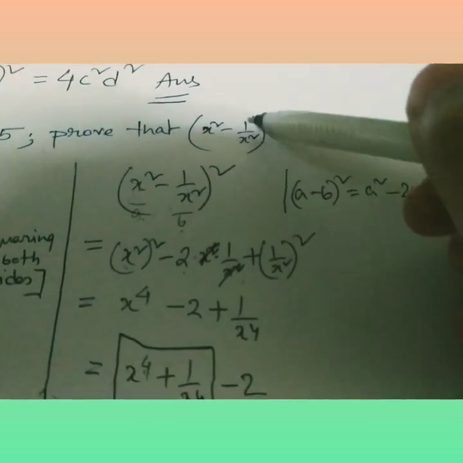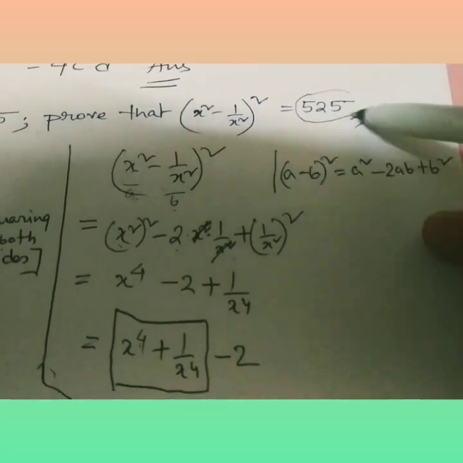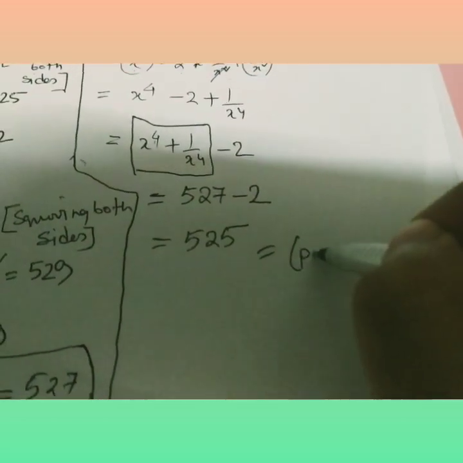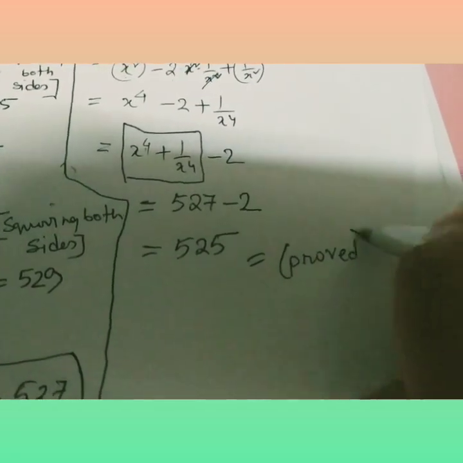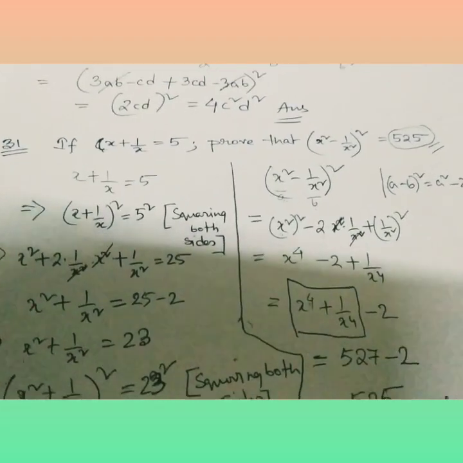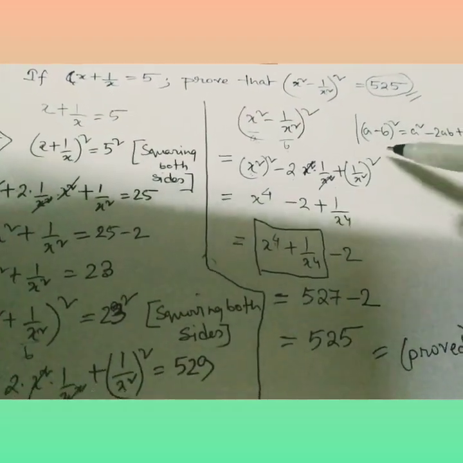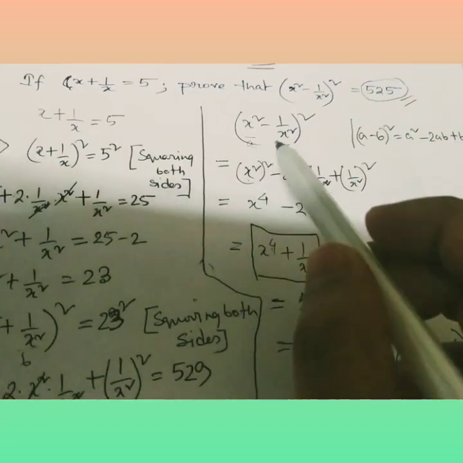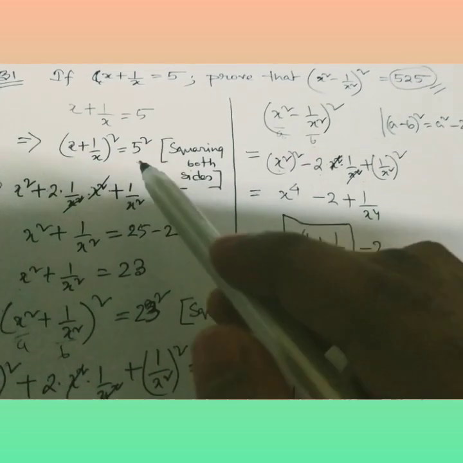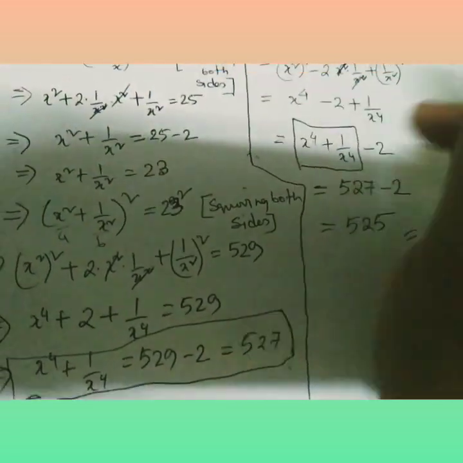Prove that x square minus 1 by x square whole square equal to what? 525. Okay, so I got 525, so I can write now proved. Okay, so I hope this is clear. So we just need to use both the formulas over here. For this side I have used a minus b whole square, and for this side I have used a plus b whole square. Okay, that's it.